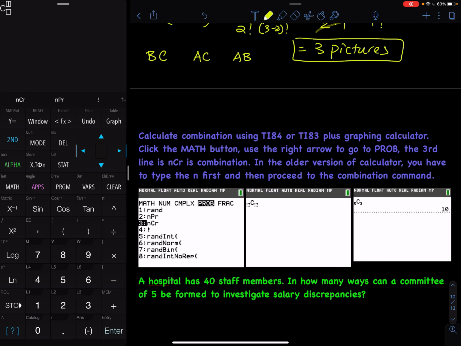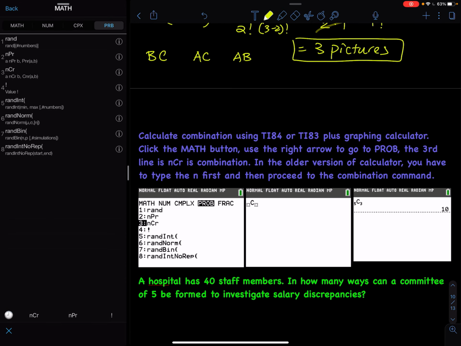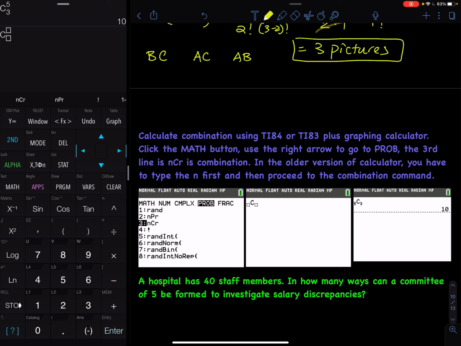So let's say I have 5 people in my family and I want to fit 3 people in one picture. So I can take 10 different pictures. And then let's try this again. So you go to math and then probability and then do the NCR. So let's say you have 6 people in your family. You want to fit 4 people in one picture. Then you can take 15 different pictures.